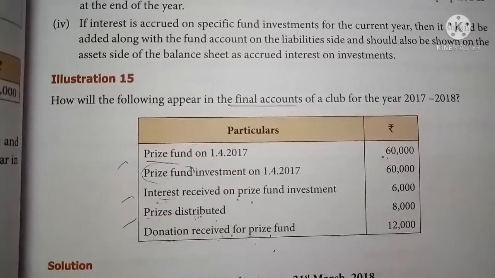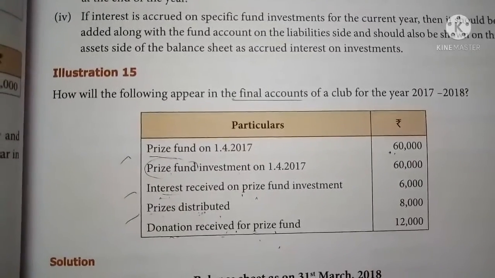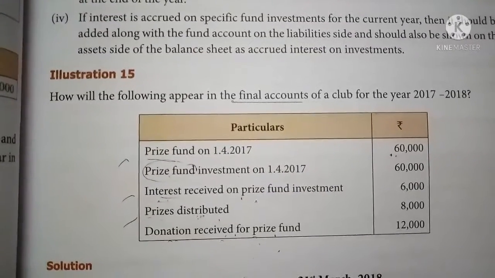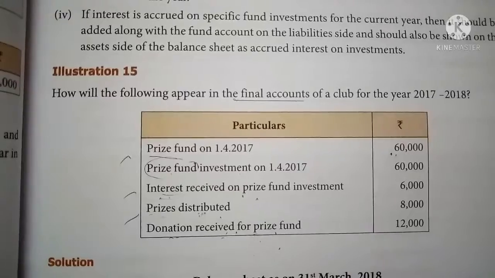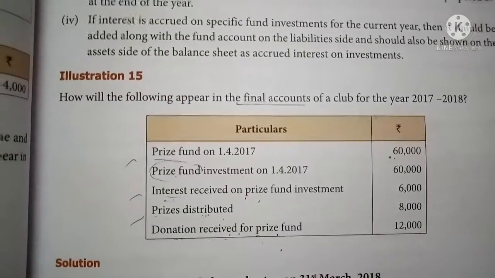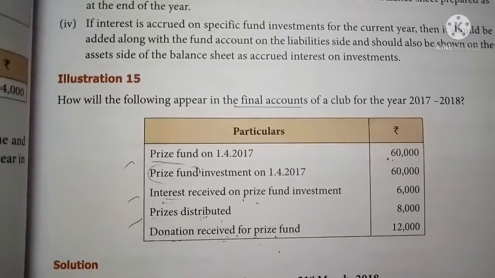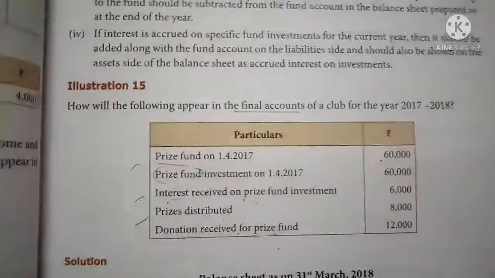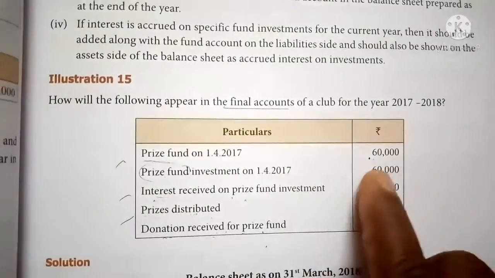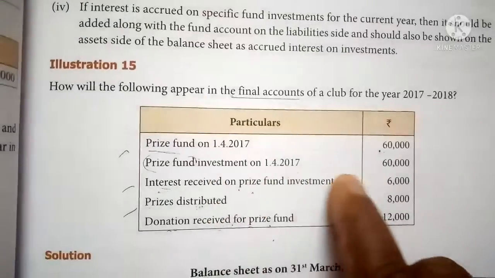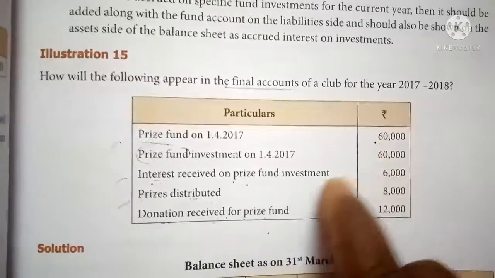No need to prepare the income and expenditure account, because specific fund items should not be taken to the income and expenditure account. They should be taken only to the balance sheet. Even though they are asking for final accounts, you can prepare only the balance sheet for specific fund related items. So the prize fund will be taken to the liability side of the balance sheet, and then prize fund investment should be taken to the asset side of the balance sheet.